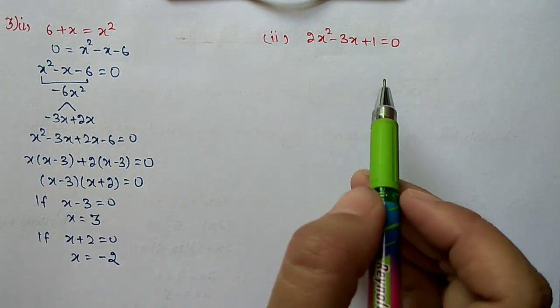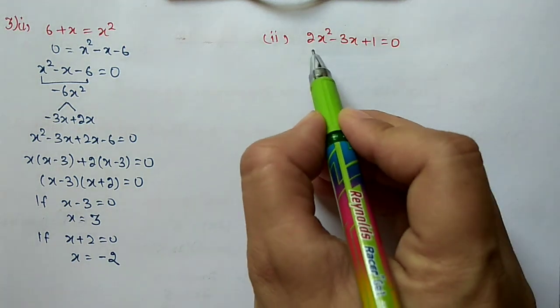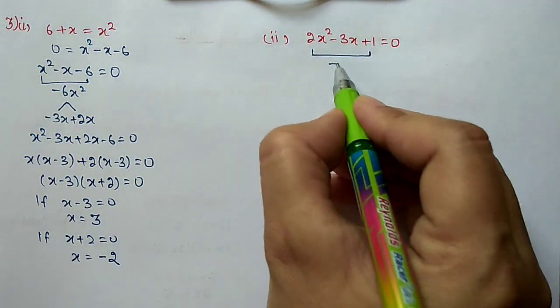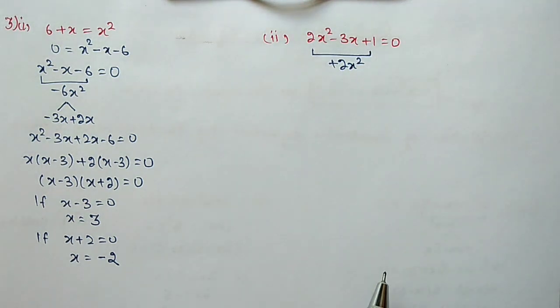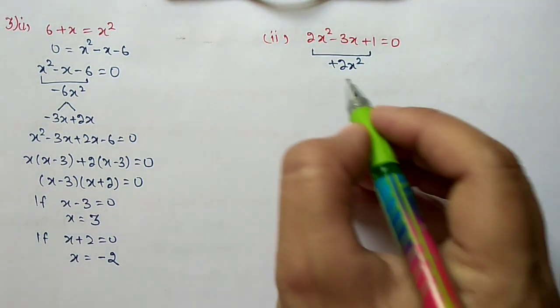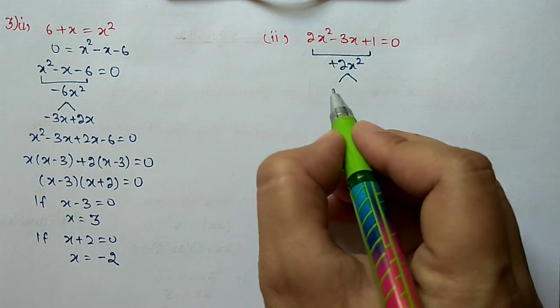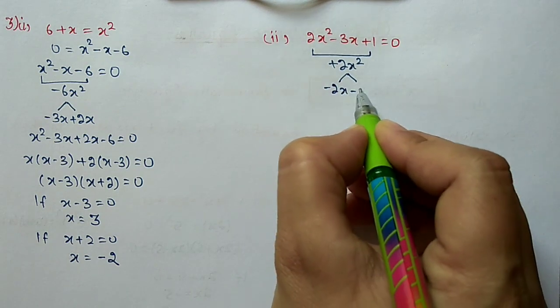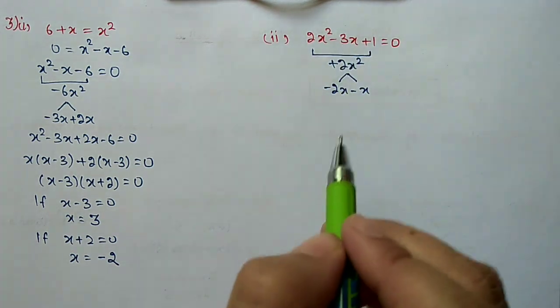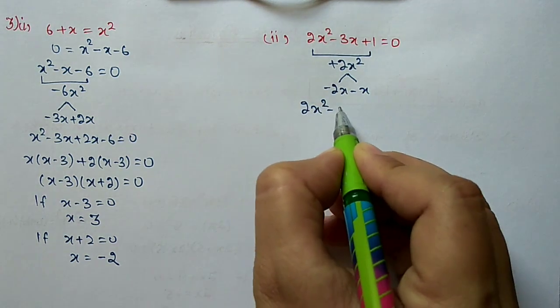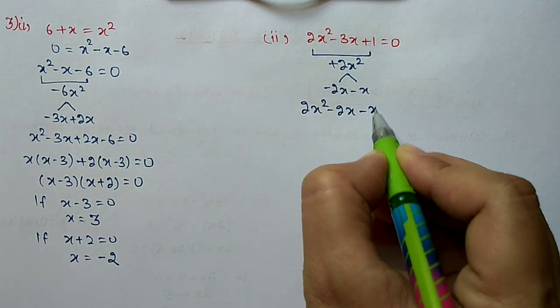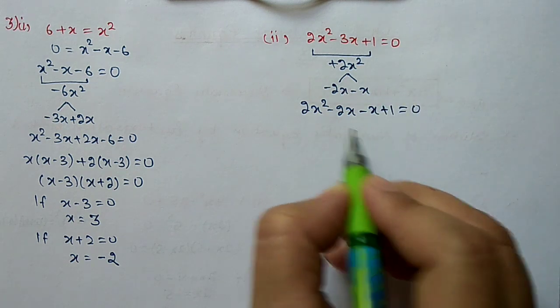Now second part, already it is in arranged form. So we will multiply first and last plus 2x square. We have to do the factor of 2 such that after addition minus 3 should come. So minus 2 and minus 1. Then we will get minus 3. Replace with middle term. 2x square minus 2x minus x plus 1 equal to 0.